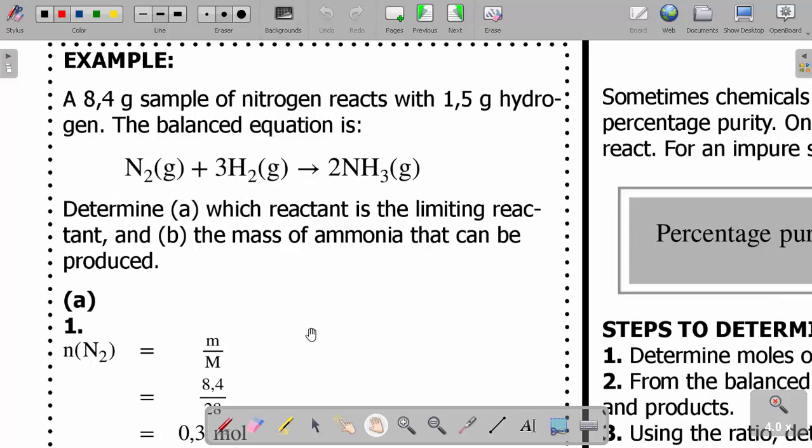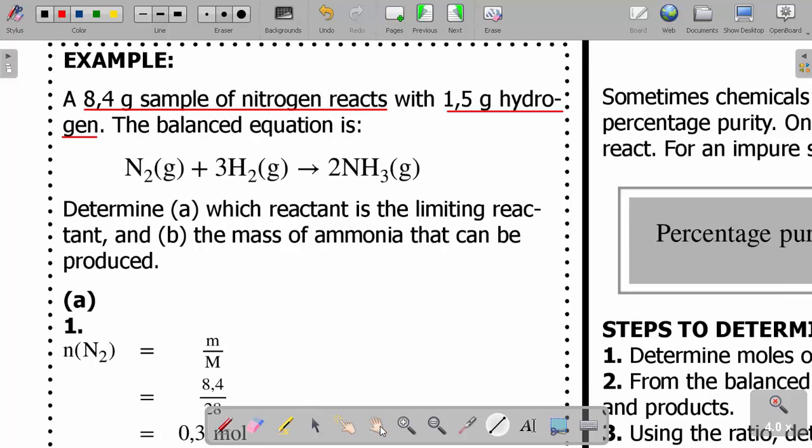The question says, determine which reactant is the limiting reactant and then the mass of ammonia that can be produced. I repeat, please understand the question. We are saying that 8,4 gram sample of nitrogen reacts with what? 1,5 grams of hydrogen. So I'm reacting nitrogen and hydrogen. As you see them here, I have the mass for each one of them. The question says, determine which reactant is the limiting reactant. Let us look at what we need here.